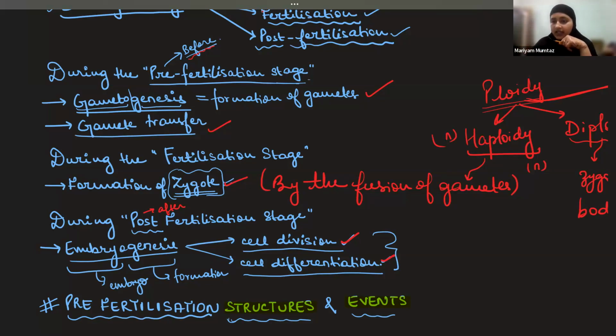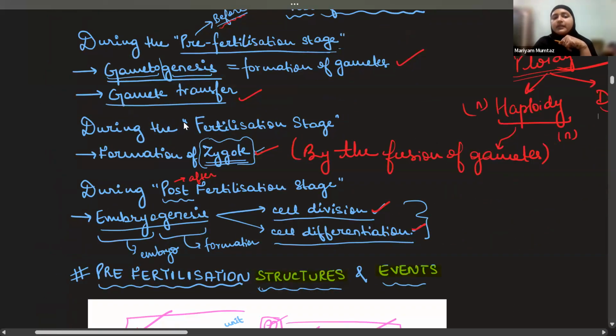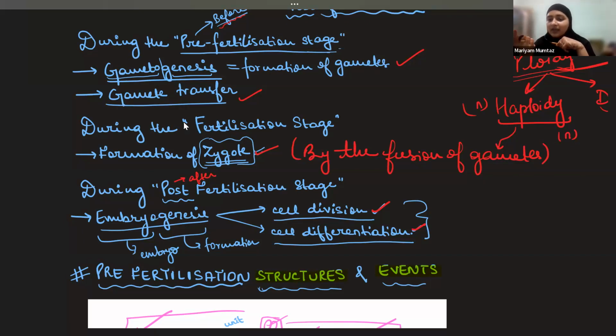Then comes the fertilization stage. During that, the formation of the zygote will take place, meaning when two gametes, one male gamete and one female gamete, fuse, we'll have one zygote. And at this point, I asked the question, what is the ploidy of gametes?